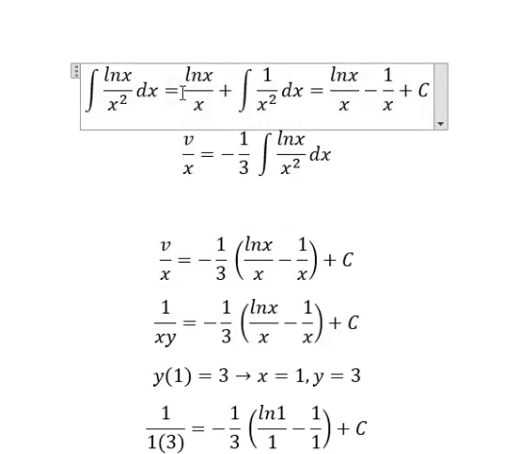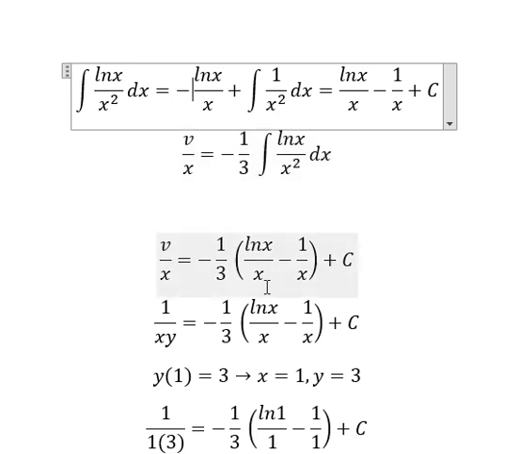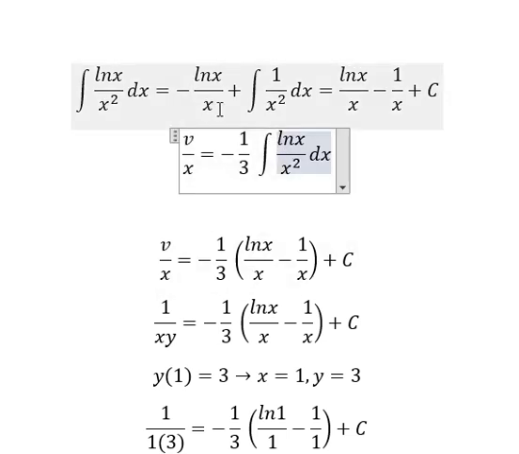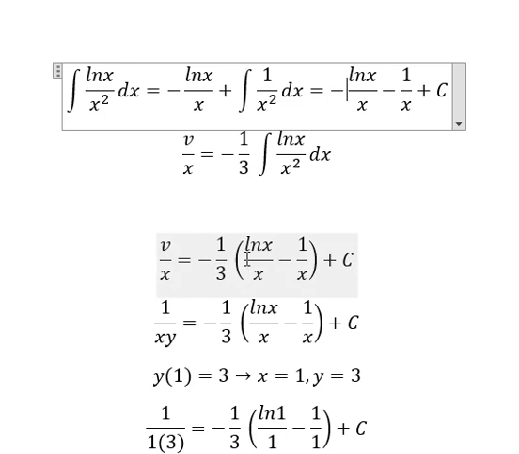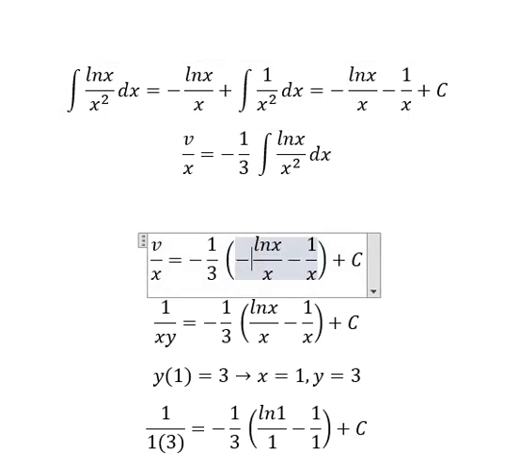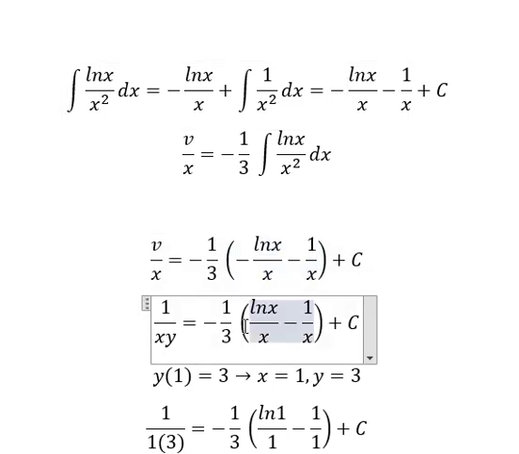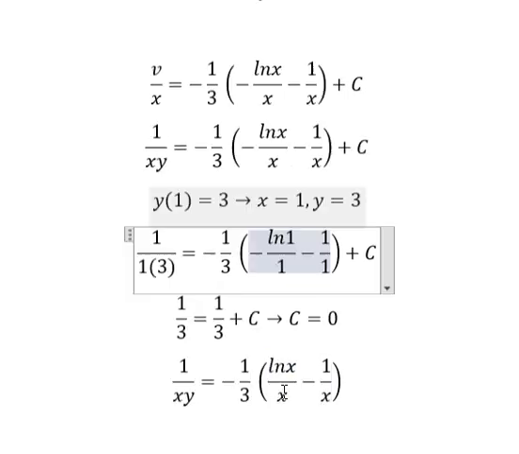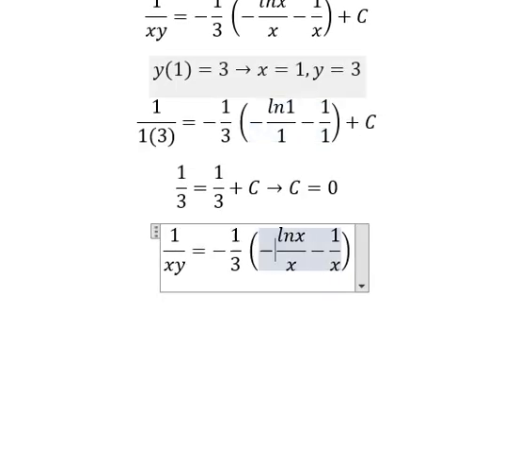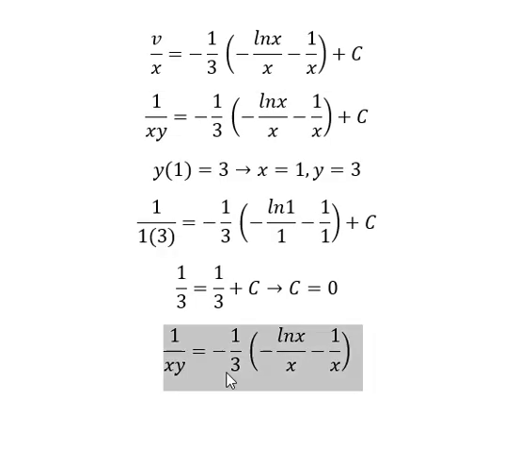I need to put the negative sign here. And that is the final answer.